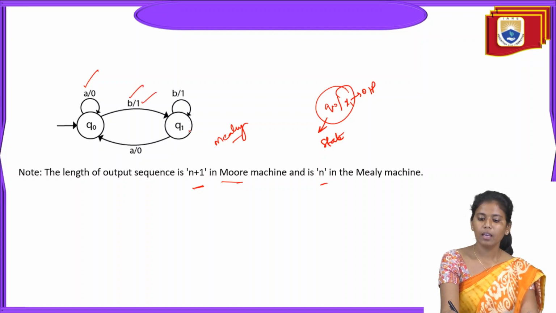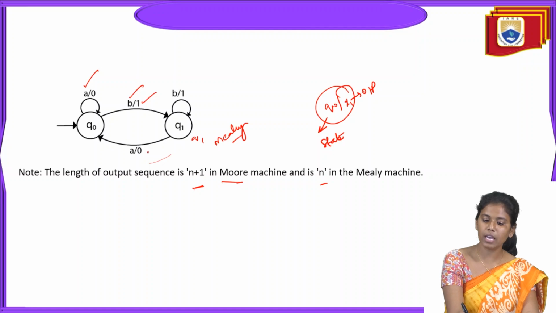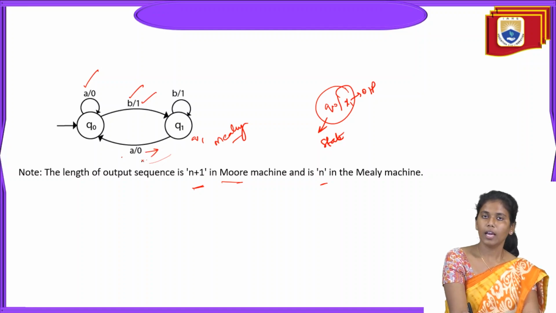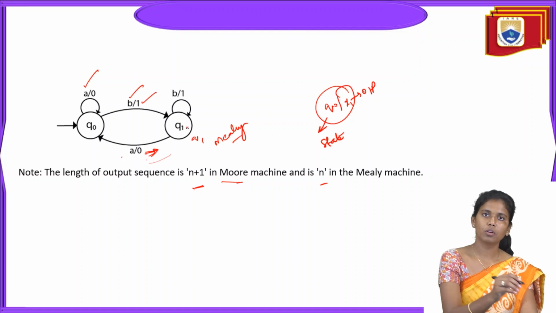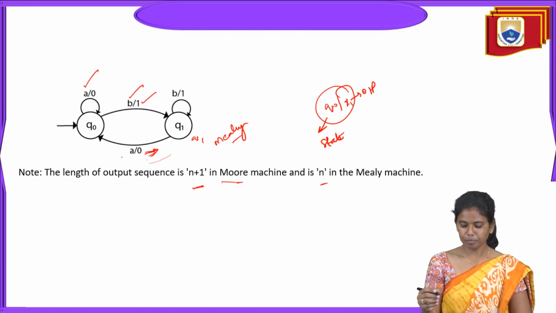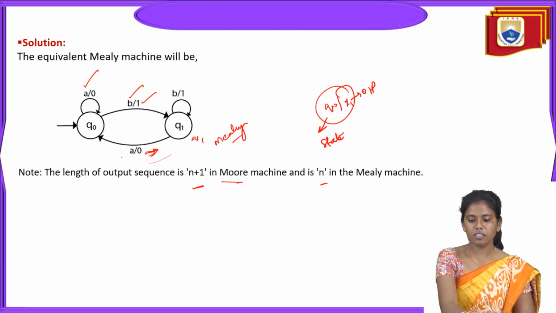Similarly it happens with the state Q1. If it is taking its transition from Q1 to Q0, then remember the output is 1. When the input is A, the output is 1, and when you observe the output as 0, it means that the transition is taking place from Q1 to Q0. And this is the ultimate solution for the transition from Moore to Mealy.